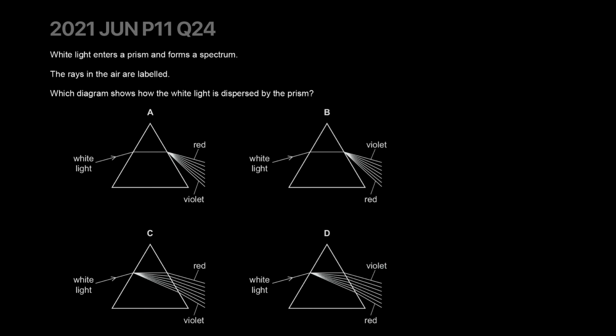So over here in C, we see that's already happening, and that's true. It's happening, and it's kind of happening more over here. So I like that, and it's also happening over here as well. But what's wrong over here is that red needs to be on top and violet needs to be at the bottom. So the correct answer is C.